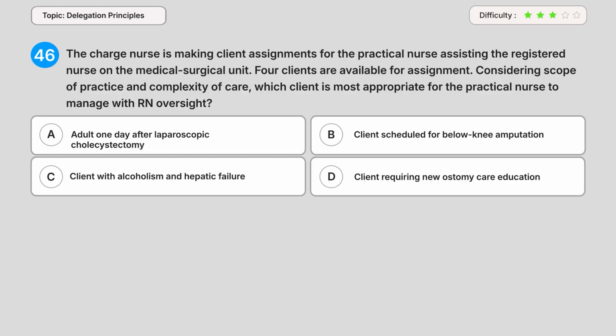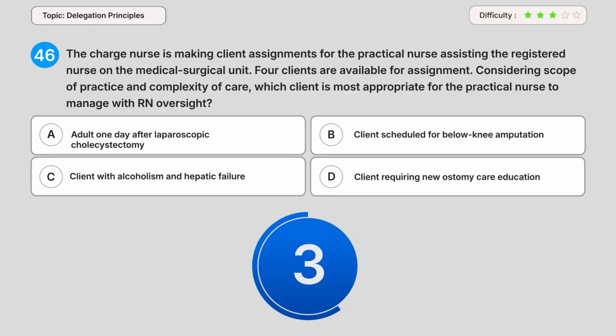B. Client scheduled for below-knee amputation. C. Client with alcoholism and hepatic failure. D. Client requiring new ostomy care education. What do you think is the answer?